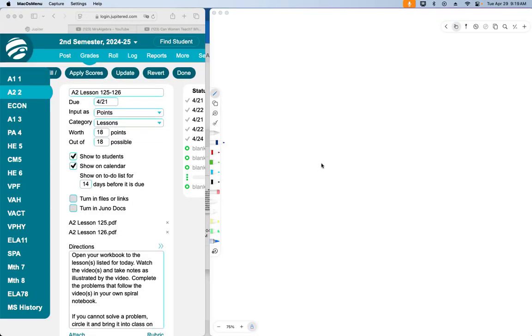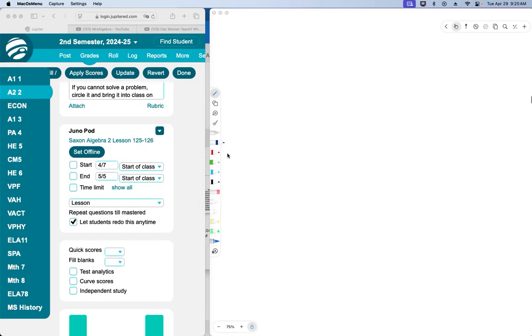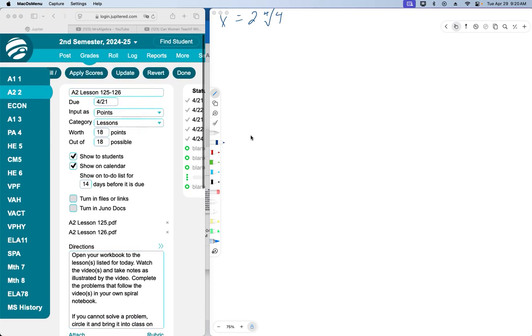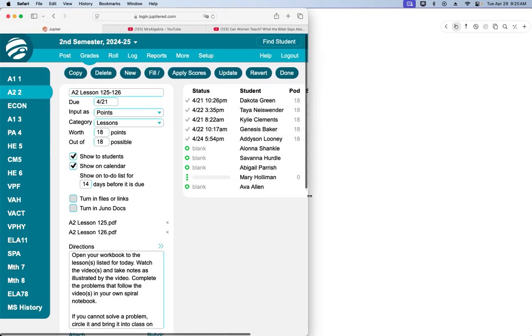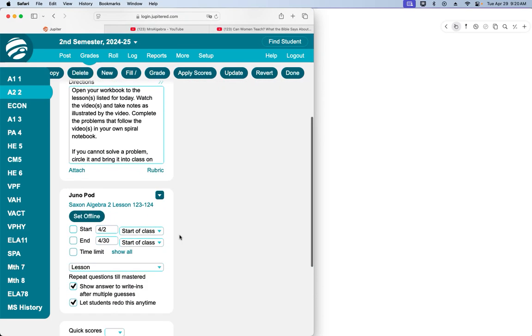All right, so here's the deal. All of your lessons from 118 through 129 have where it says at the very bottom. Oh, not that one. Sorry. This is one of the ones that don't. But it says, I don't know. Let me scooch this over a little bit. This is what I'm looking for. It's this right here. So 123, 124, all of these have where it says show answer to write-ins after multiple guesses.